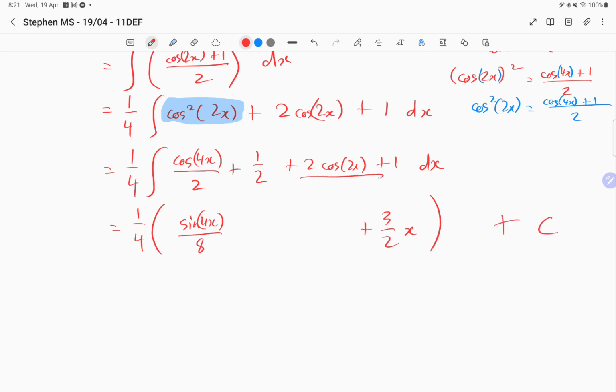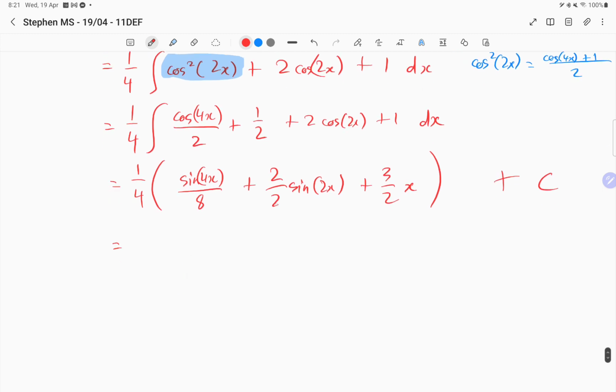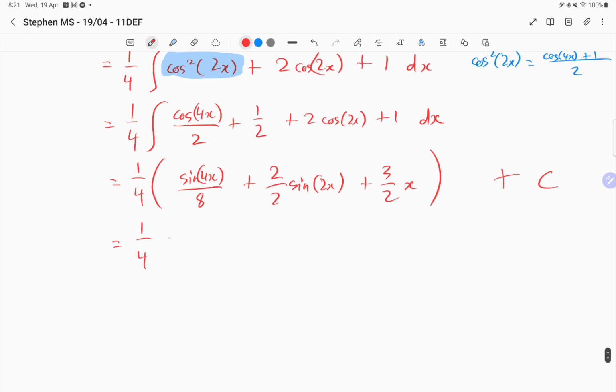Plus c. Now we need to antiderive this thing, so plus 2 over 2 sine 2x. Let's do it one by one. I think the textbook would probably keep it. They actually take out 1 over 8, I think. But the next step, I'll just simplify it first. That'll be 1 over 8 sine 4x, and then plus sine 2x plus 3 over 2 times x plus c.